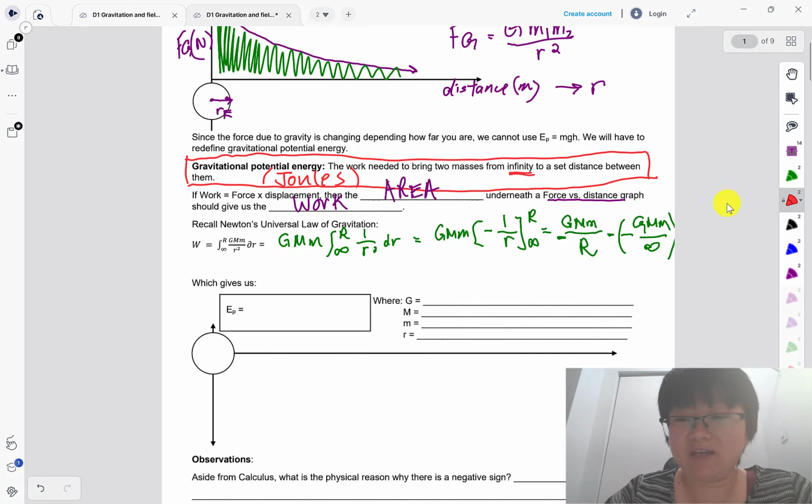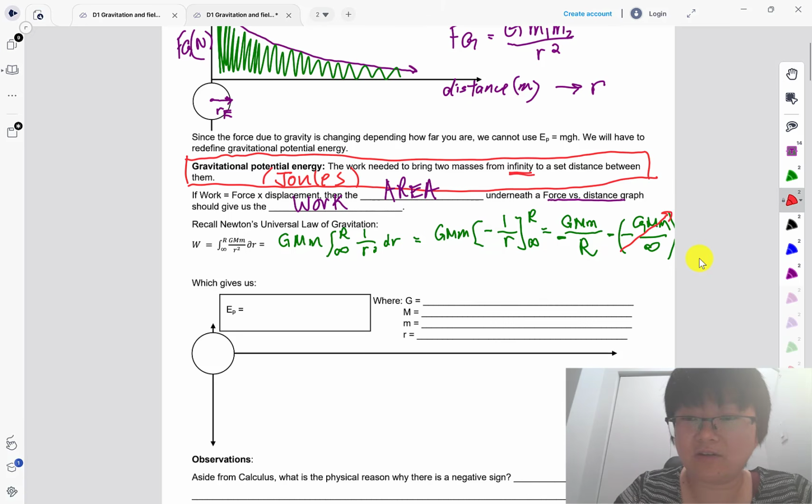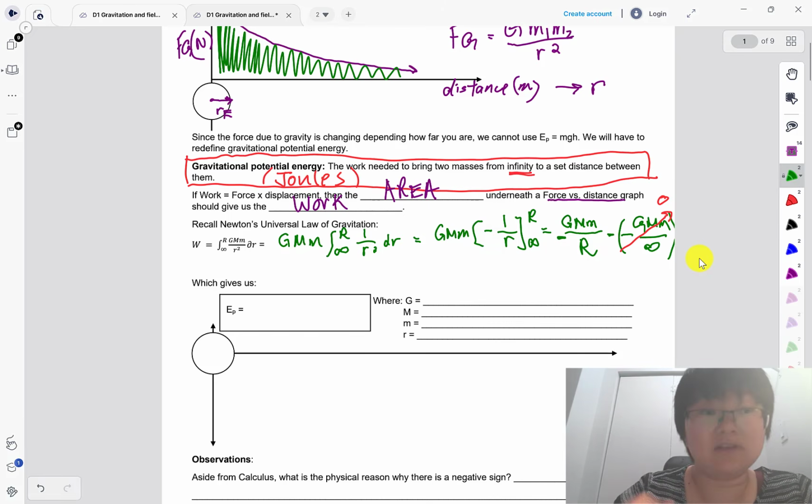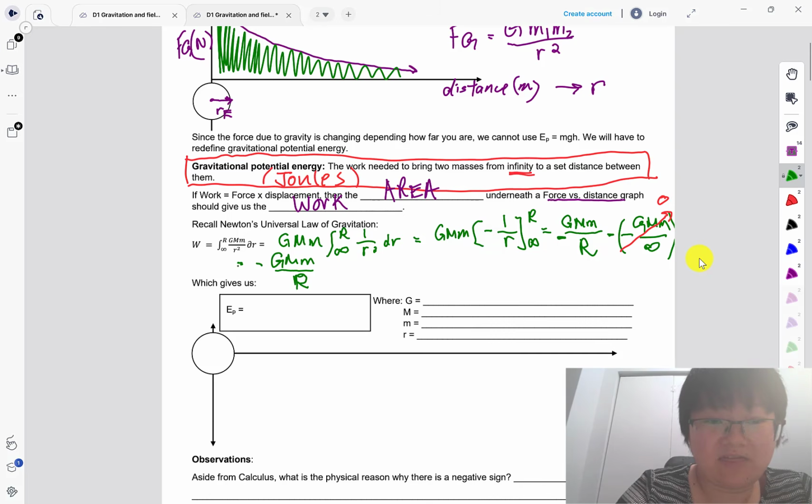I'm going to put up an infinity sign just to make it easier to interpret, because if this r value on the bottom approaches infinity, that means the whole term approaches 0. So I'm going to draw an arrow like this, that approaches 0, in which case we lose that second term, and we get, as a result, negative big G, big M, small m over big R. And that is going to be our work done to bring two masses from infinity to a point r of separation.